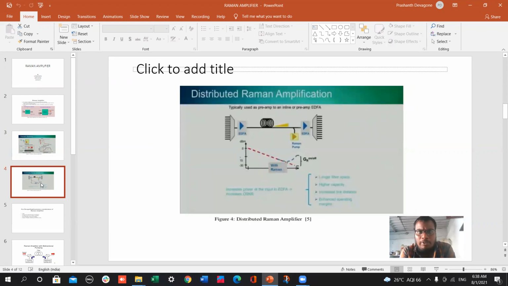Distributed Raman amplification is typically used as a pre-amplifier to an inline or pre-amplified EDFA. EDFA means erbium doped fiber amplifier. It consists of elements on both sides and an EDFA in the middle with fiber spans, and in the middle it has a Raman pump. Below is the gain, on-off, G_R on-off with Raman.